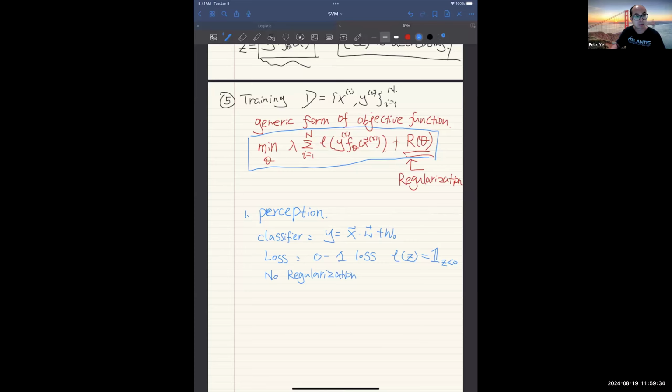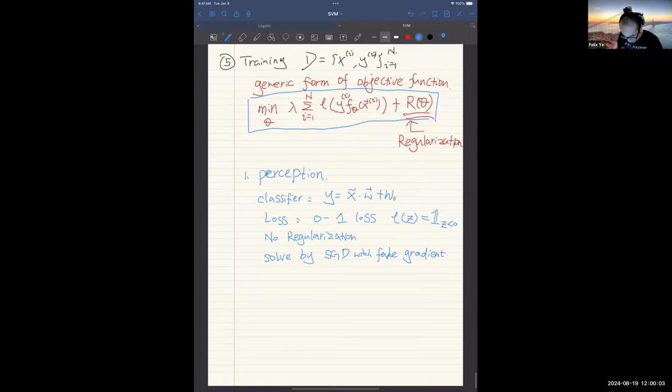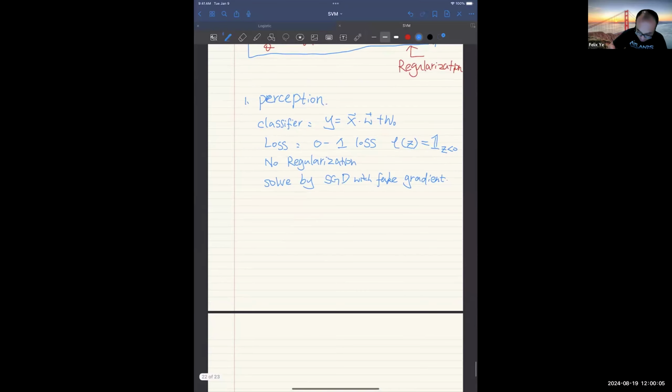So we minimize the total number of misclassified training examples. Basically, we only have the first component. So we solve by SGD. Of course, we don't have a true gradient. We only have a fake gradient. Okay, so this is what we did on the perceptron.